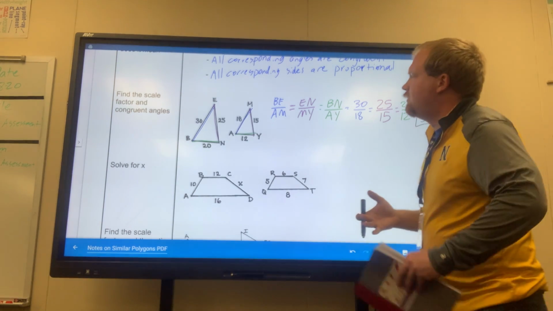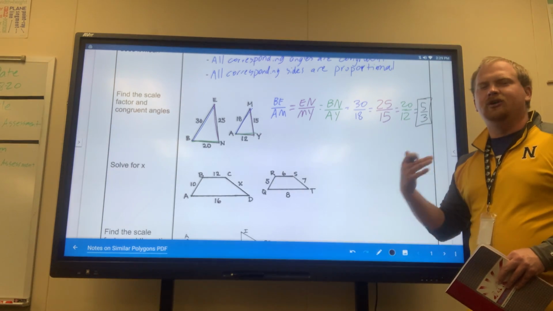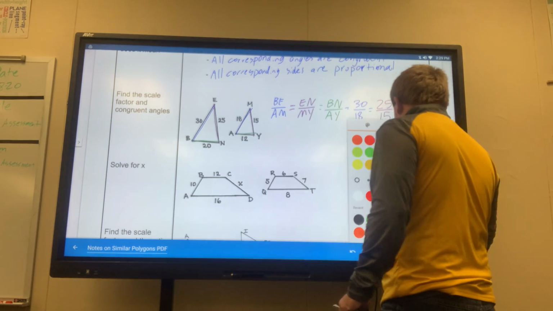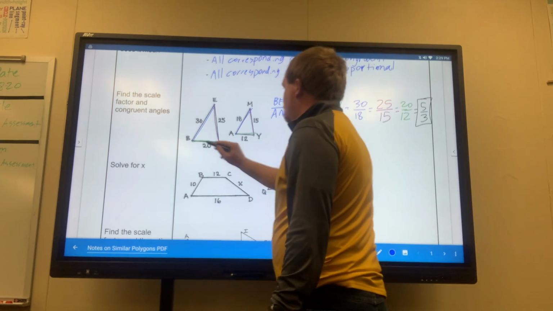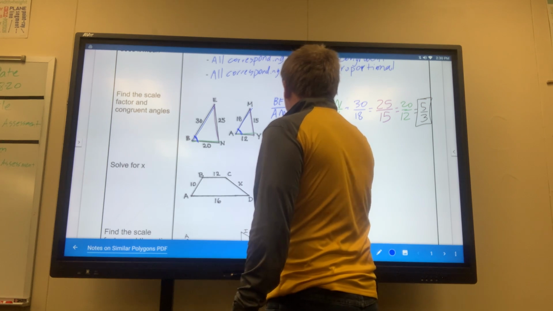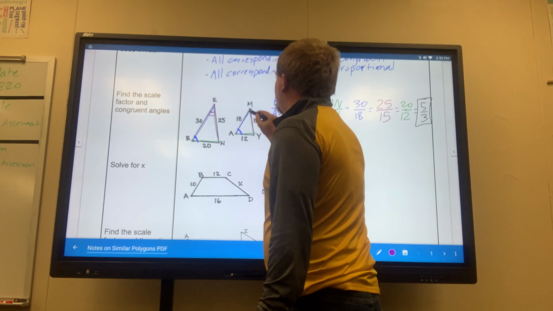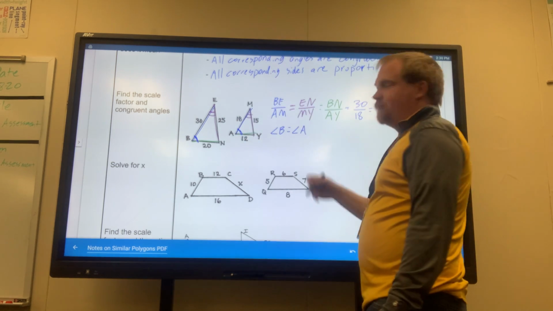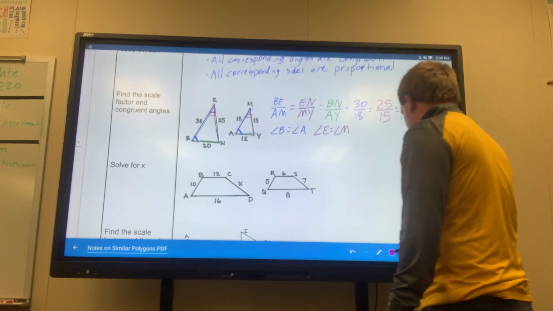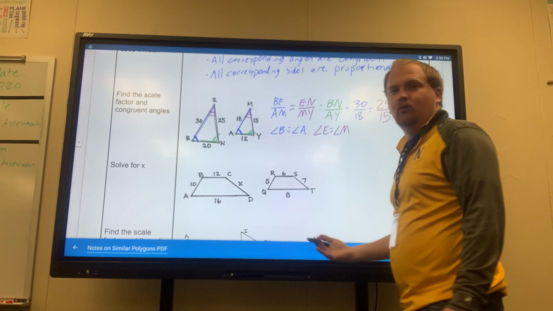Okay? Now, again, what about the angles? Well, remember that the angles are congruent to each other. So that means that angle B is congruent to angle A. Angle E is congruent to angle M. And angle N is congruent to angle Y.